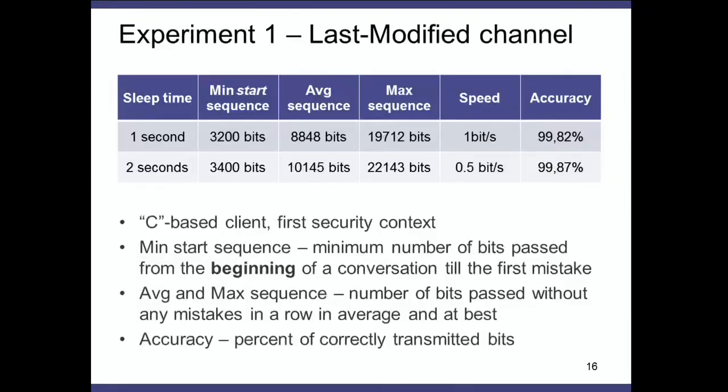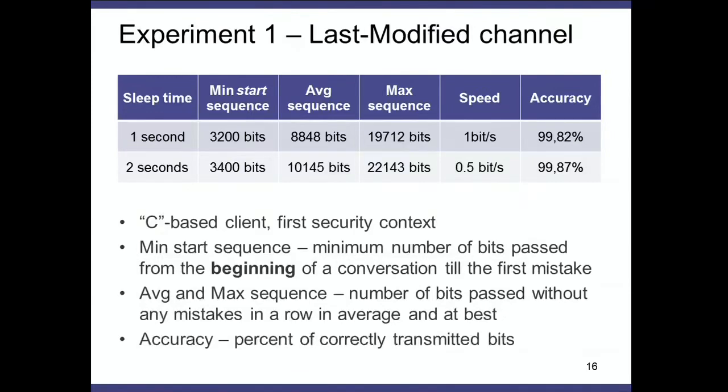So let's start in chronological order. First experiment, the Last-Modified channel. As you remember, it stores time with a precision of up to 1 second. That's why passing capacity is just 1 bit, or 0.5 bit, a second. It's not an impressive speed. What do the columns mean?